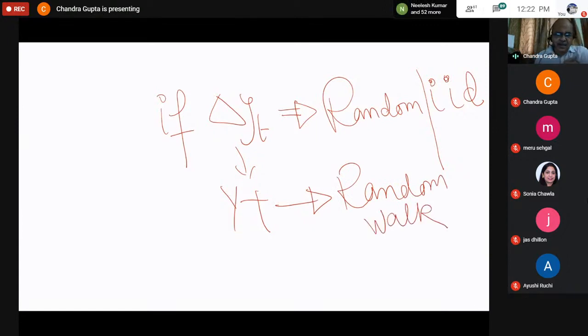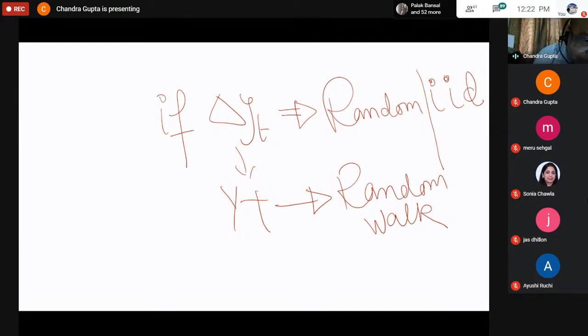Please understand what I'm saying. If a change in a series is unpredictable, random, independent, identically distributed, then the series is said to follow a random walk. So I hope this definition is clear in your mind.